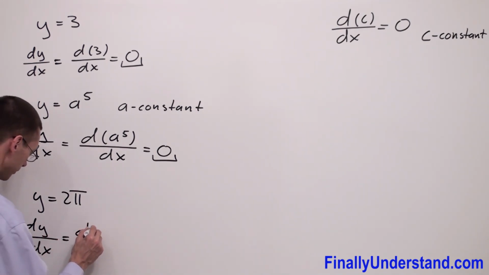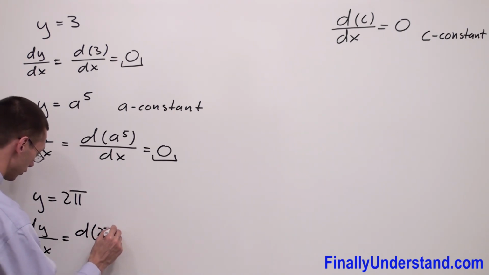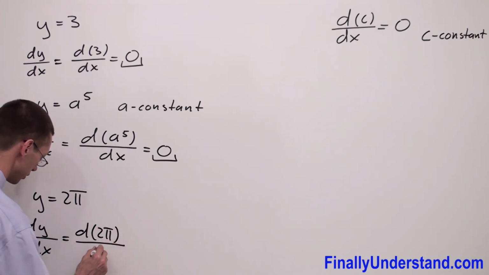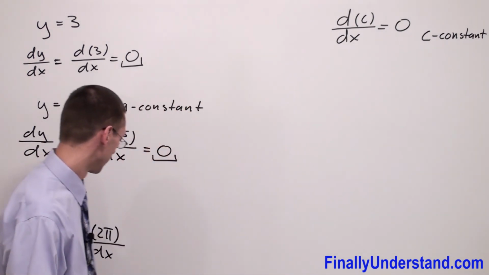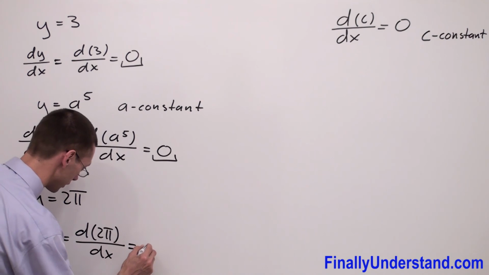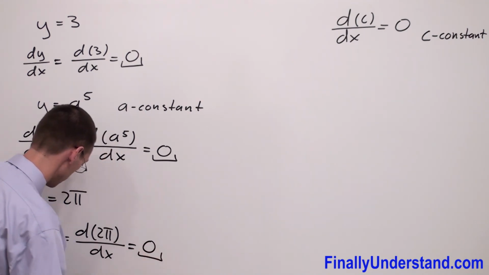So I have d of my constant over dx. Basically what I did, I just used this formula, and this is equal to 0. Okay, and this is the solution to my problem.